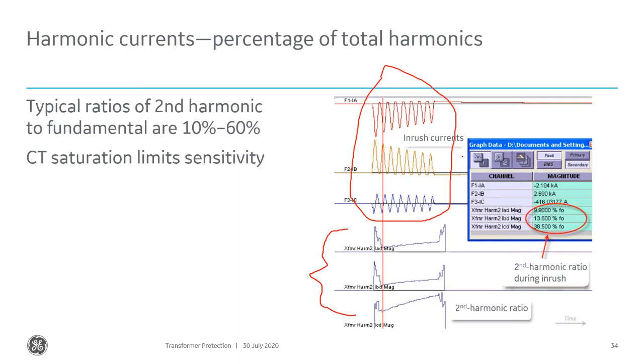So other choices are 2 out of 3 or average. Now, on this particular transformer, if we'd chosen 2 out of 3, we don't have 2 out of 3, so again, we'd misoperate. Now, if we chose average, the average of these three is just a little bit over 20, and we would restrain.